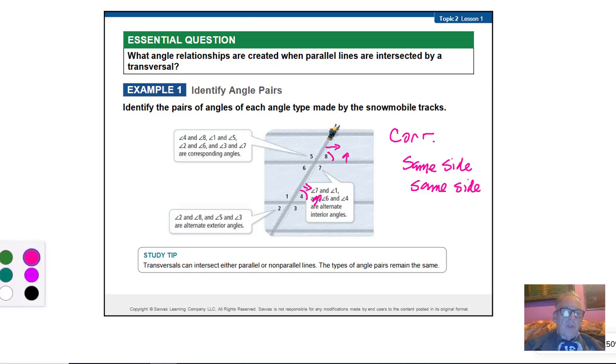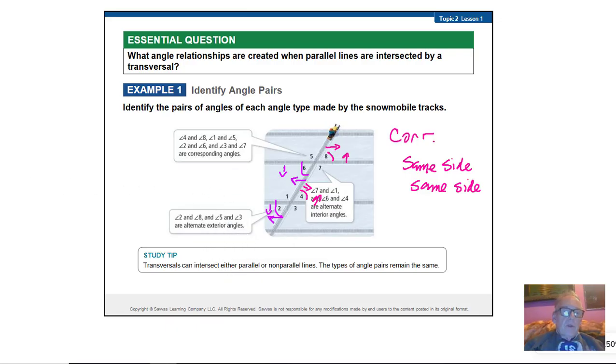Like as an example, 6 and 2, if we look at angle 6, it's to the left of the transversal, below the top parallel line, and angle 2 is to the left of the transversal and also below the other parallel line, which is the lower parallel line. So these are in corresponding positions.